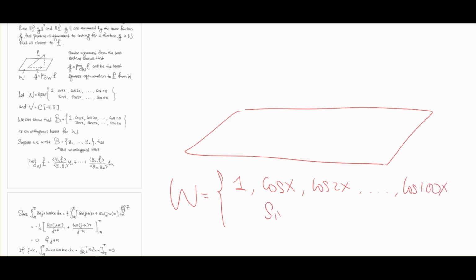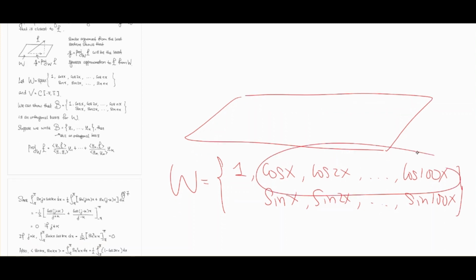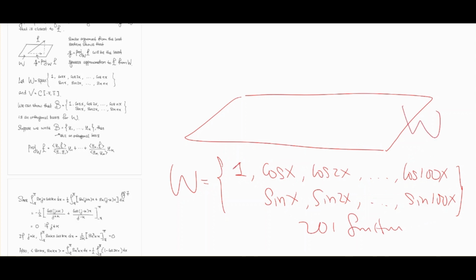I also have my sine x, I also have my sine 2x, all the way to sine 100x, let's say. So altogether, I have 100 functions here, and I have another 100 functions here, and I have the constant function. So altogether, I have 201 functions only. That's the collection that I have, and I can consider all their linear combinations, but linear combinations of these 201 functions only.